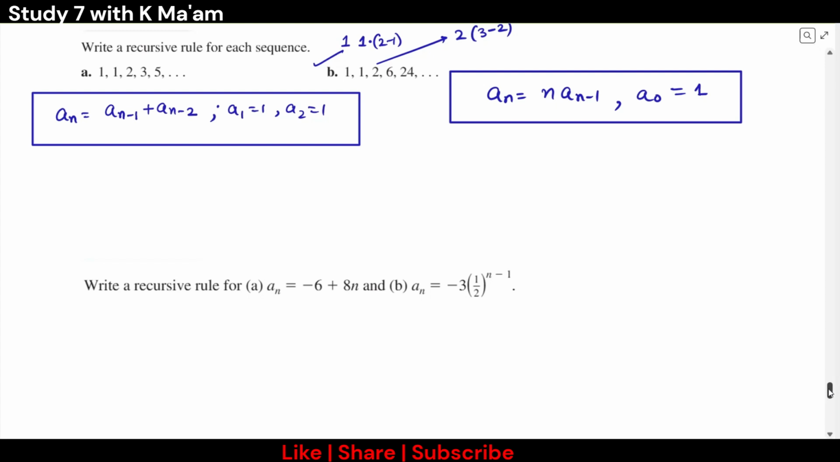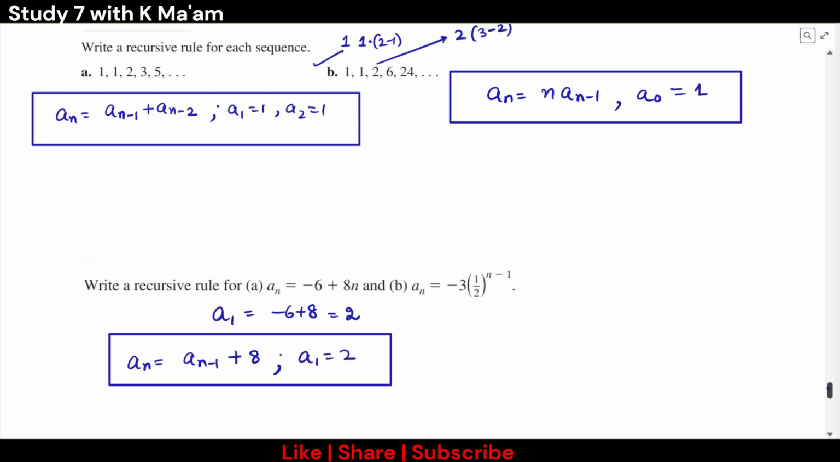Okay, let's see. It says write a recursive rule for a_n, and a_n is equal to this. b_n is this. So it is an addition. So it means it is an arithmetic sequence. What is the first term? a_1 is minus 6 plus 8, which is 2. So a_n is equal to a_(n-1) plus the common difference, which is 8, with the first term 2. Done. This is the recursive rule.